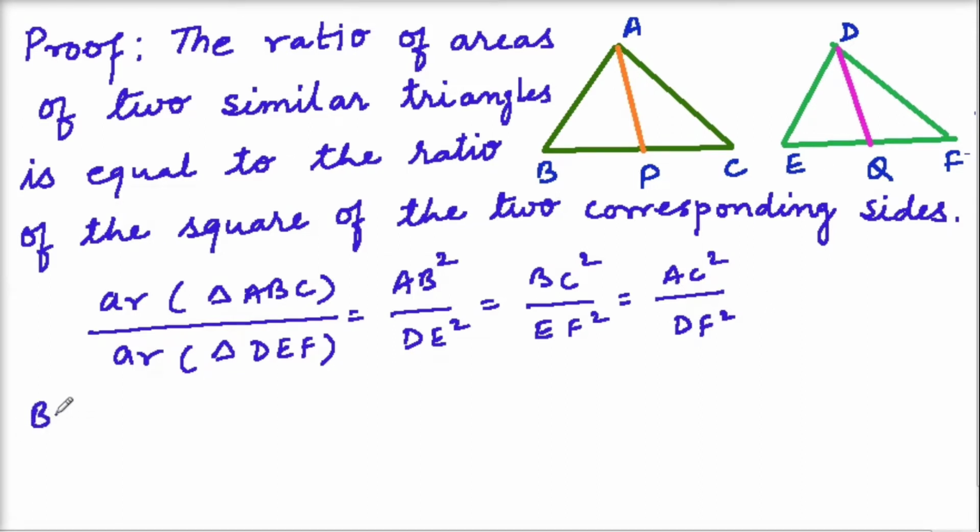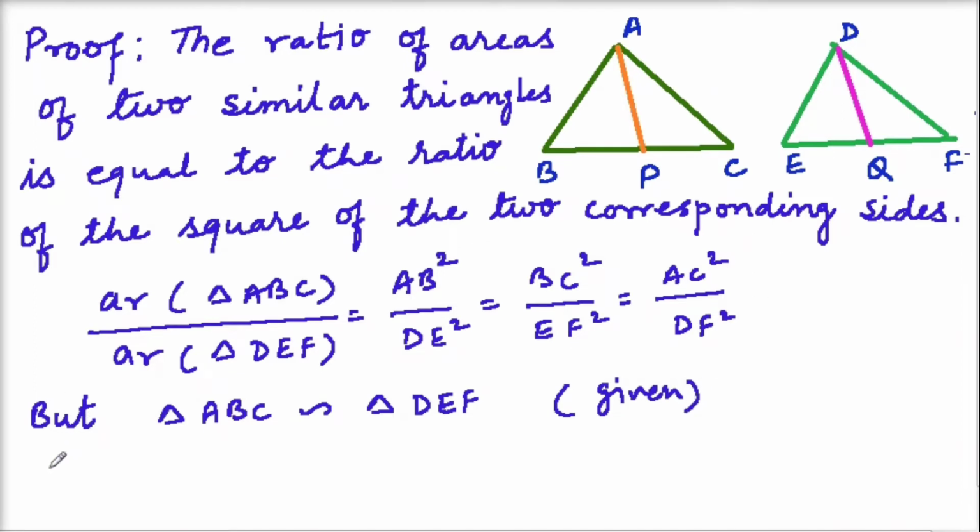But we are given that triangle ABC is similar to triangle DEF. It is already given in the question. We'll write in the bracket, given. And we also know if two triangles are similar, then the ratio of their corresponding sides are equal. So we can write AB upon DE equals BC upon EF equals AC upon DF.